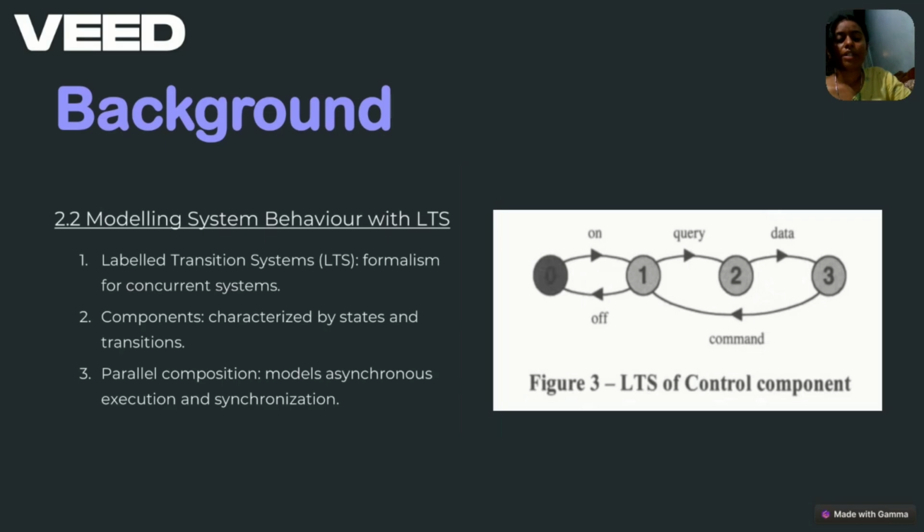Modeling system behaviors with LTSs. Labelled transition systems are LTSs. They formalize concurrent systems and are characterized by states and transitions. Parallel composition models asynchronous executions and synchronizations.